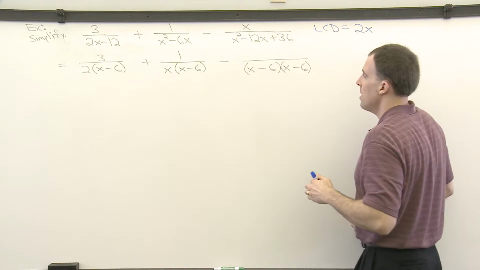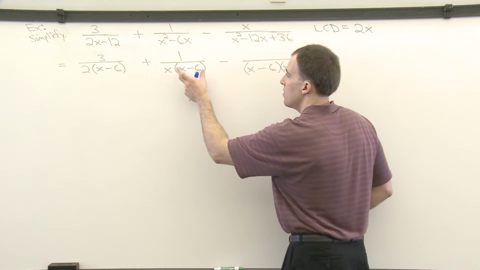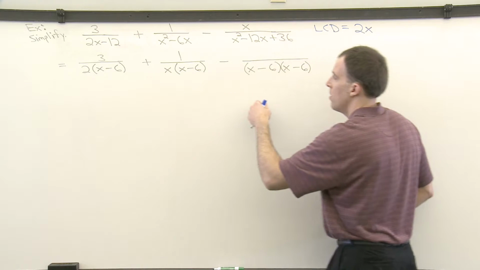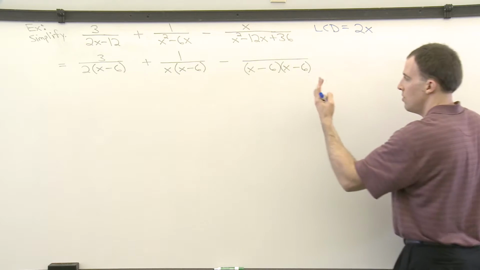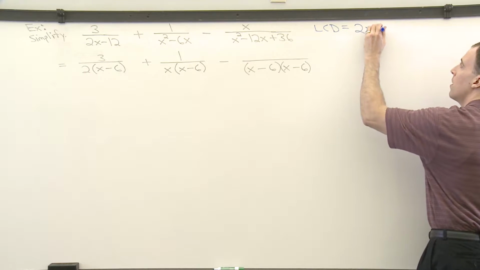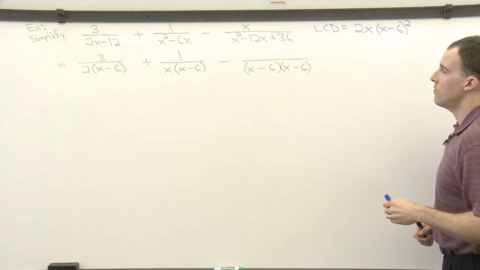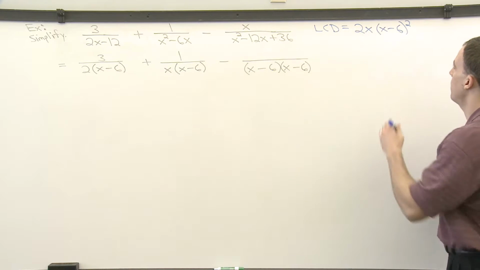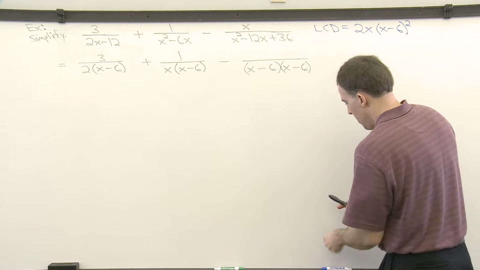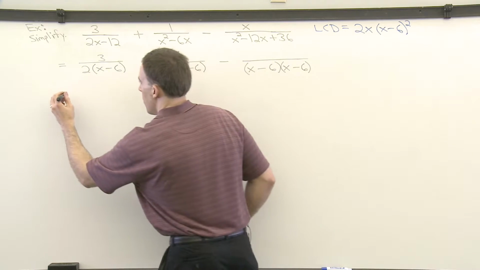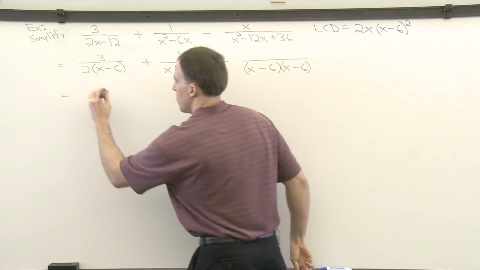And how many x minus 6's do we need? We've got a single x minus 6 in the first denominator, a single x minus 6 in the second denominator, and an x minus 6 squared in the third denominator. We need two x minus 6's, x minus 6 squared. You always go with the highest exponent or the highest power on each factor for the common denominator. So we need x minus 6 squared for the common denominator. Okay, so each fraction now needs to be converted into something over 2x times x minus 6 squared.